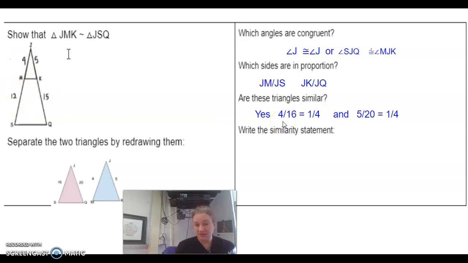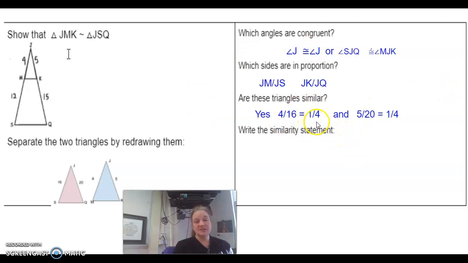Don't make that mistake. Okay? This side is the whole thing. JS is 4 plus 12. Okay, back to Unit 1, where you say the two little pieces add up to the big piece. Okay? And I do the same thing for JK. So JK is 5. I'm just putting that number in there. And the whole side, JQ, is actually 5 plus 15. So that's 20. But they both reduce.